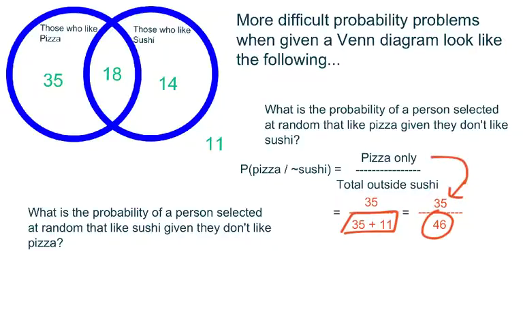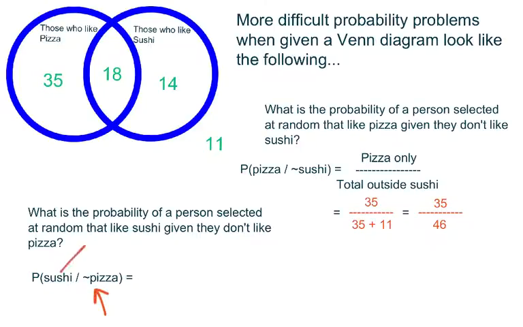And then just one more way to look at this. What's the probability the person selected at random likes sushi given that they don't like pizza? It's the exact same concept, just reverse. So here, not pizza, the total for people who don't like pizza, is in the denominator, and the people that only like sushi is in the numerator.